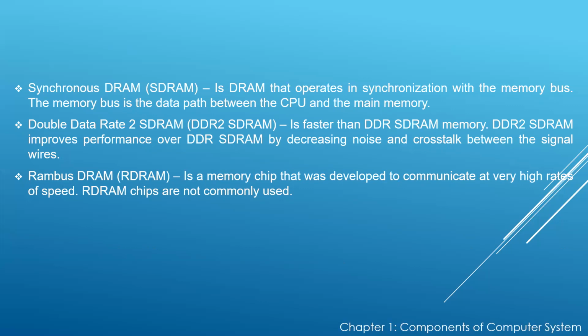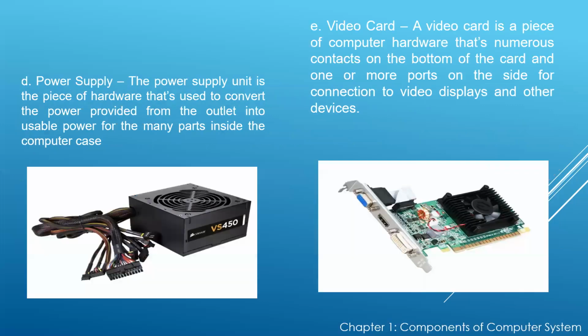So saan din ginagamit to? Majority on the network industry. Ano yung mga network industry na yan? Mga telco. Okay, mga PLDT, yung mga kanilang mga servers, and even from the network. Then we have the RAMBUS DRAM, or RDRAM. So it's a memory chip that was developed to communicate at very high rates of speed. So RDRAM chips are not commonly used because it was quite expensive. Okay, tsaka hindi siya compatible dun sa mga saksakan ng RAM na mga board na nabibili dito sa atin.